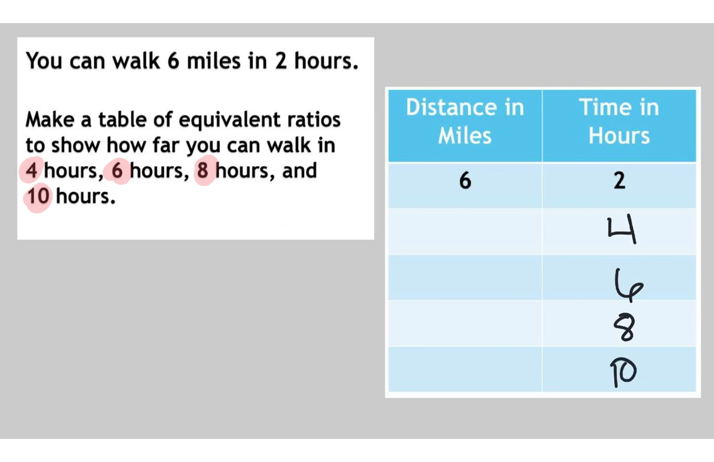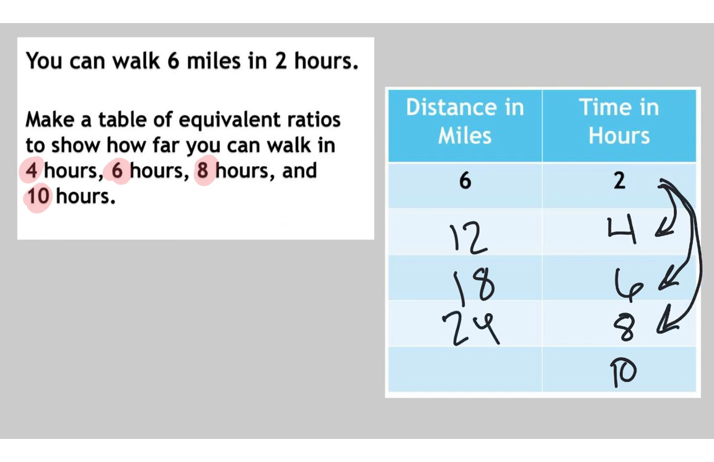And then we start doing our equivalent ratios. So how do I go from 2 to 4? Well, I times by 2, so 6 times 2 is 12. How do I go from 2 to 6? I times by 3. 3 times 6 is 18. How do I go from 2 to 8? Times by 4. And how do I go to 10? I'm going to times by 5. So that's how to fill in a ratio table.